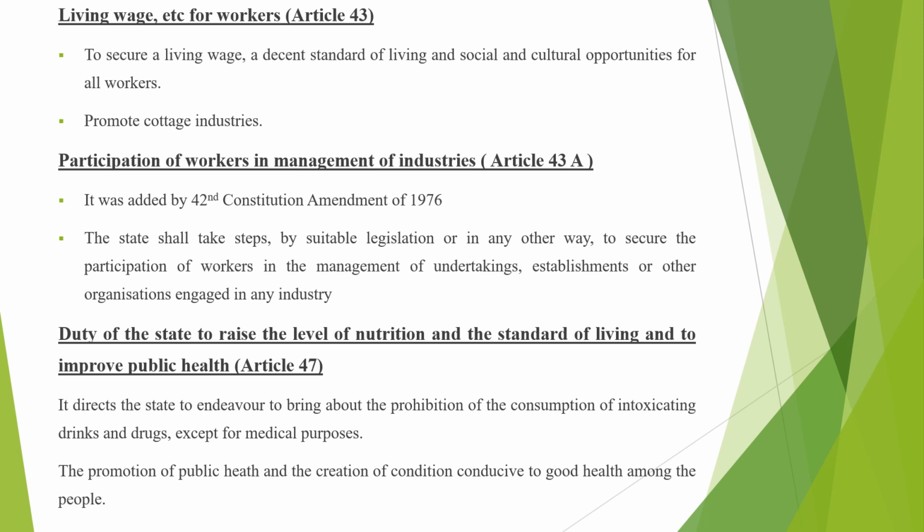Now Article 43A. Article 43A talks about participation of workers in management of industries. This article was added by the 42nd Constitution Amendment of 1976. It says that workers should have the right to be involved in making decisions about their workplaces. This means they should have a say in how things are done, like how work is organized, how resources are used, and how problems are solved.